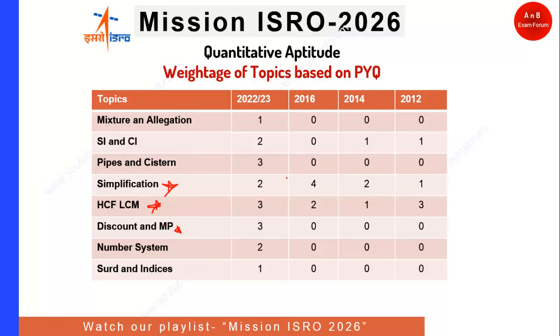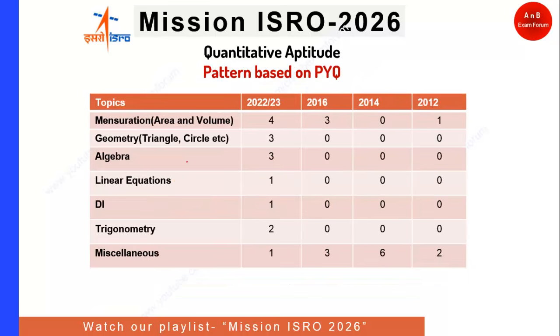And a few more things, like mensuration and geometry. Nowadays these are regularly asked, so I recommend you have a look at all the formulas related to area, volume and the geometrical concepts like triangle, circle, etc., given in the indicative syllabus. Last year we also saw algebra, where a few equations were given that you needed to solve. Again, 1 question from DI and 2 questions from trigonometry.